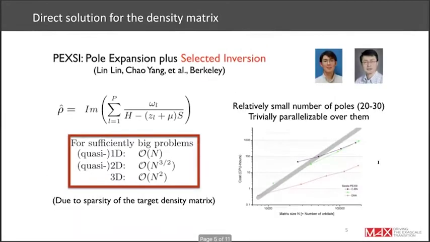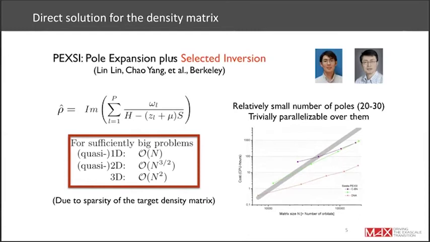Another example of the Fermi operator expansion is this PEXSI algorithm, which is a pole expansion plus selected inversion. The pole expansion looks like this. Now, this looks much more complicated, and it looks like a step backwards because performing an inversion of a matrix appears to be scaling quite badly, again, like cubic scaling. But in fact, we don't need all the elements of these inverse matrices. We just need a few because of the sparsity of the density matrix.